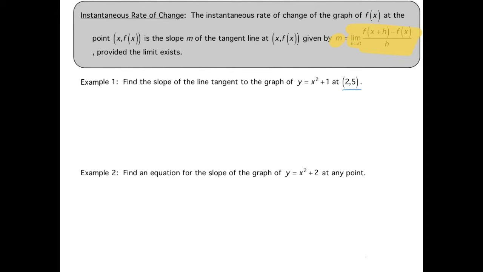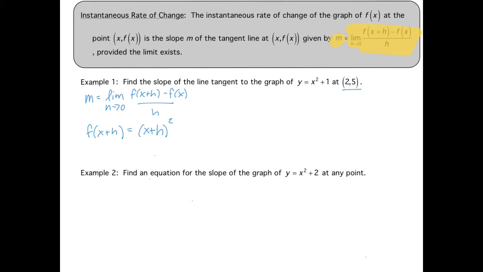So in order to find the general slope, we use our formula from above, which was my slope is equal to the limit as h approaches 0 of f of x plus h minus f of x over h. All right, so I'm going to find these separately. I'm going to find f of x plus h first, so I'm going to plug x plus h in for x in my formula.